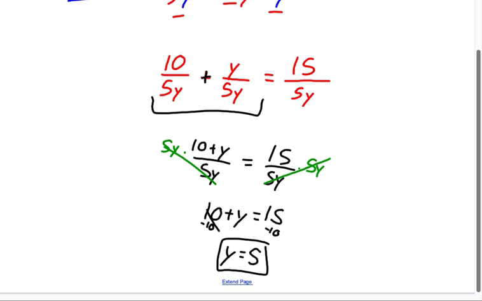And again, is that a legal answer? Can I plug 5 back into this? I could, right? It doesn't give me 0 in the denominator. You could check this by plugging it in.